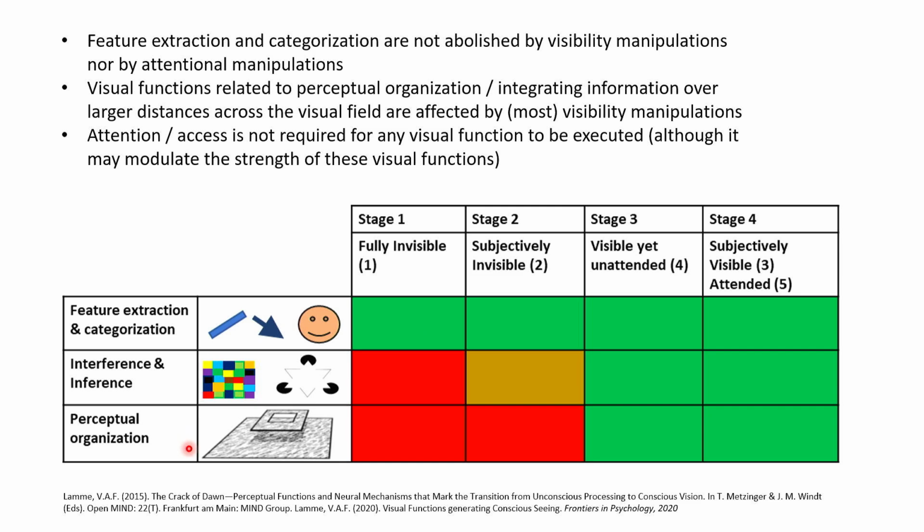And that's very different from the perceptual organization kind of things, which don't happen under conditions of invisibility, like with masking, and also not when things are subjectively invisible, but still happen in cases of inattention. When it's visible yet unattended, it's happening just as well as when it's visible yet attended. And again, the interference and inference results are typically somewhere in between, but fall more into the category of not depending that much on attention, as we've just seen in the experiment that I just showed you. But there are other experiments where it's a bit more on the fence.